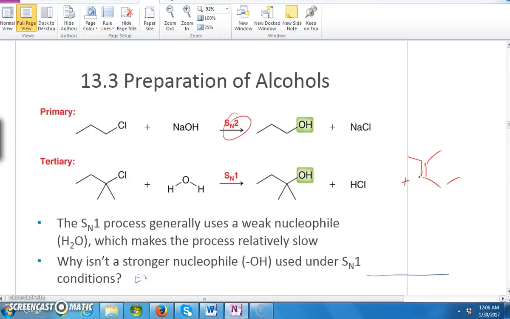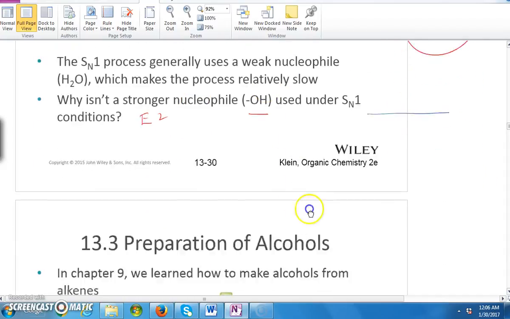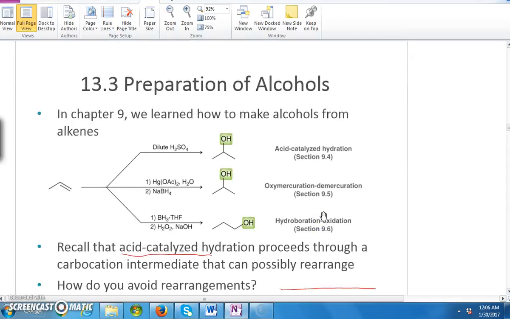And the SN1 process generally uses a weak nucleophile like water, which makes the process relatively slow. Because if you try to use a strong nucleophile like OH minus, you are going to get an E2 reaction. It's going to go an E2 route, and you're going to begin to get something like that, see, which you don't want. Okay, and we learned how to make alcohols in chapter 9.